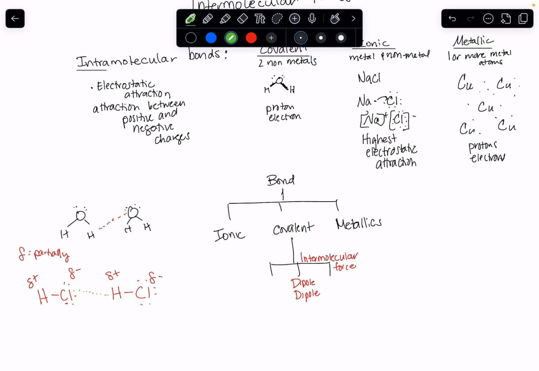So how do I know if there's a dipole-dipole interaction between two molecules? I'm going to know that there is a dipole-dipole interaction because the molecule is polar. Okay.